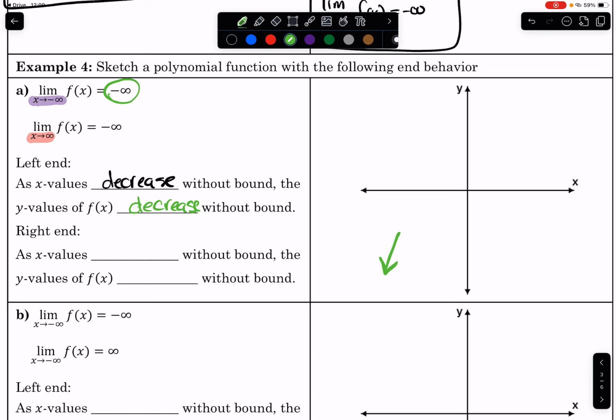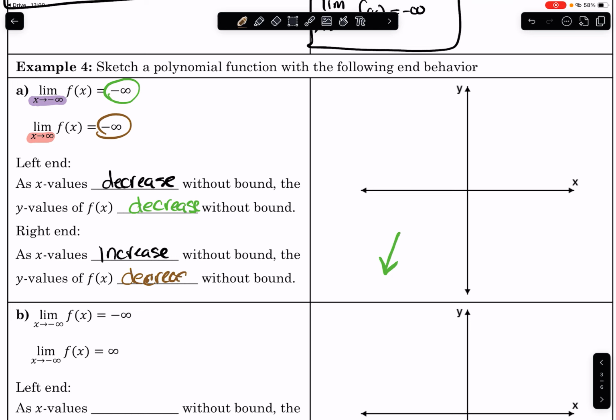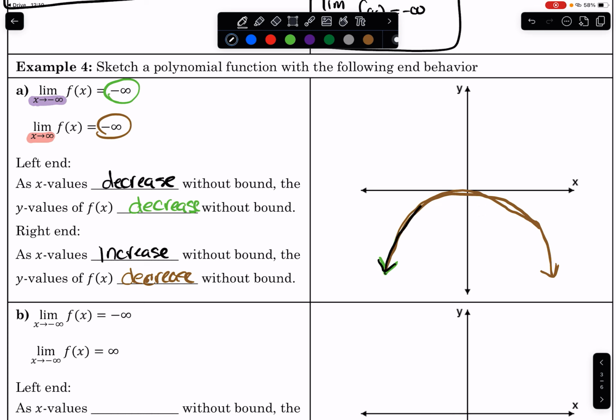Now, what's happening on the right? Well, again, reverse engineering this, you have to understand that as x approaches infinity means the right end. So on the right end, your x values are increasing without bound. The y values here are also going towards -infinity. So they are decreasing as well. So that means that on the right end, the graph is going down. So a very basic sketch of this graph, if I just simply use a U, will look like this. Okay.